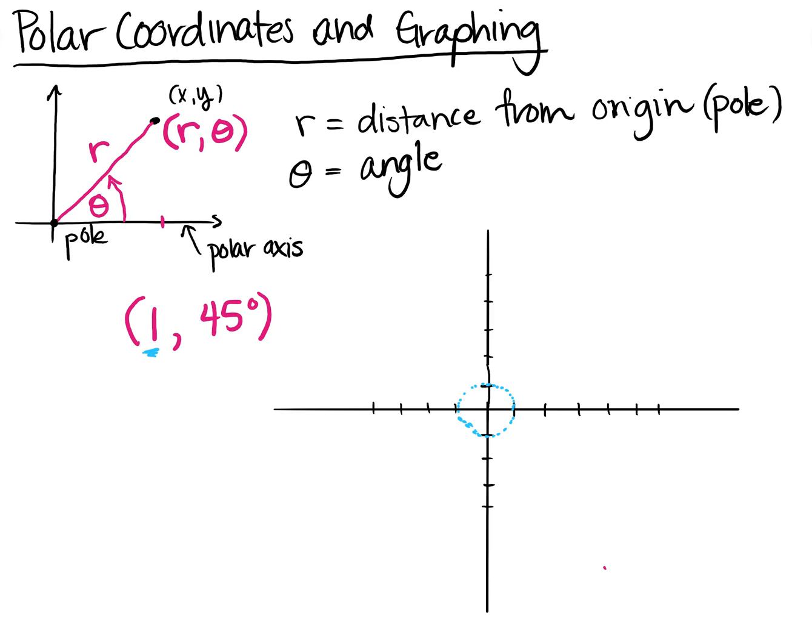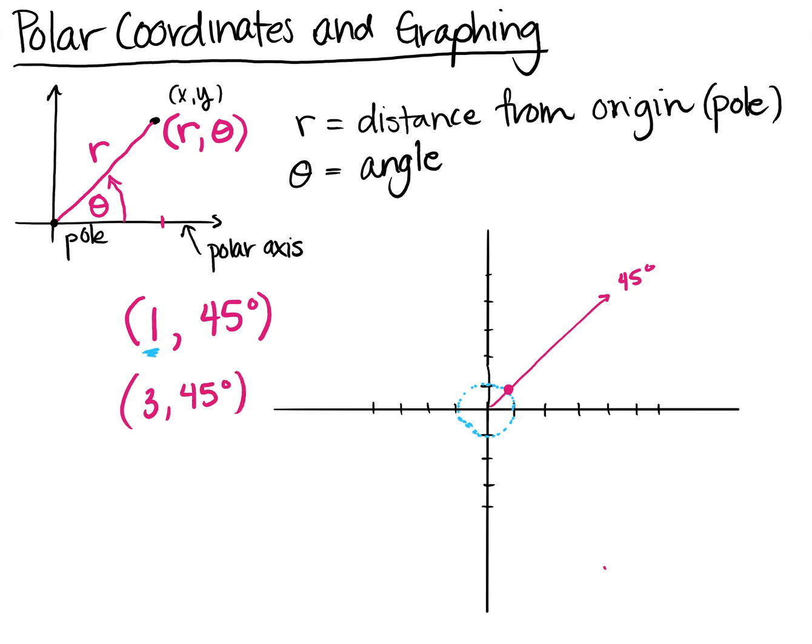So I know 45 degrees is this angle right here. So what is my actual solution, or what is that point right there? It would be this point right here, right? That is 1 away from the pole and is on a 45-degree angle. Isn't that cool? So like if I wanted to look at the point 3, 45 degrees, right?